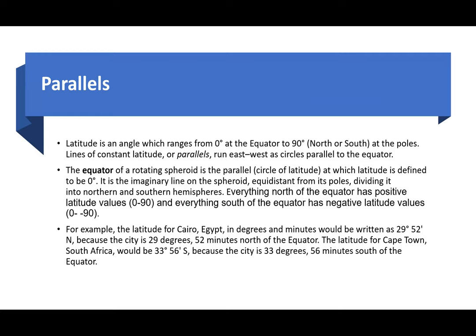is the parallel circle of latitude at which latitude is defined to be zero. It is the imaginary line on the spheroid, equidistant from its poles, dividing it into northern and southern hemispheres. Everything north of the equator has a positive latitude value, and everything south of the equator has negative values. So I give you an example here for Cairo, Egypt, and comparing that to Cape Town. So I'll let you take a look at that example.